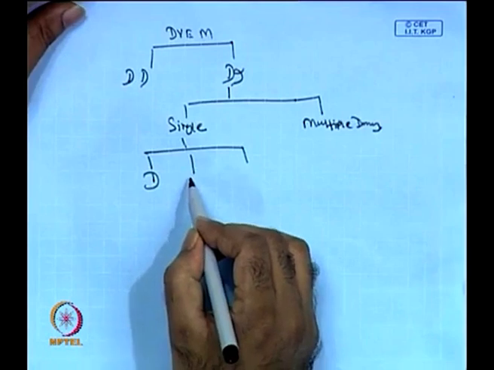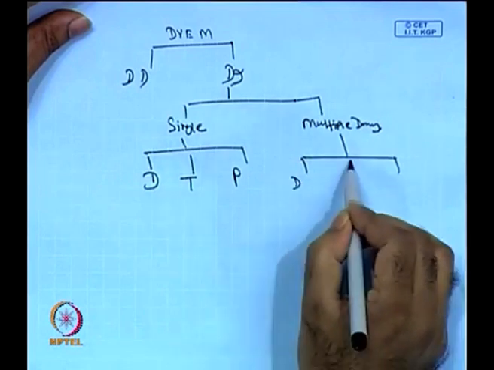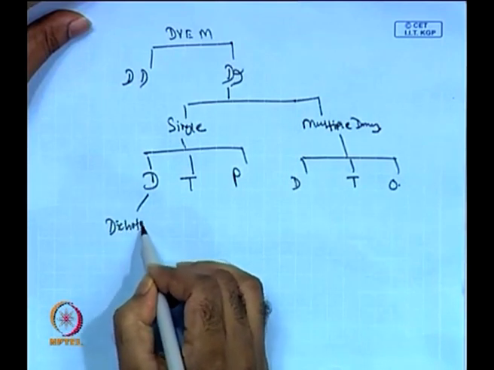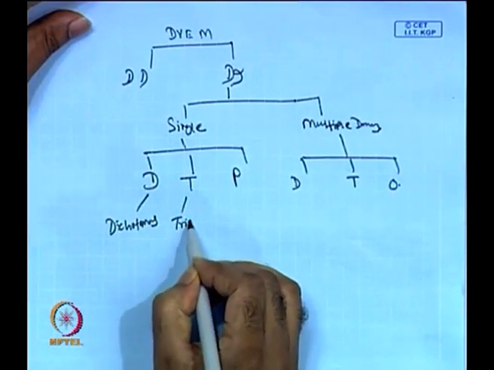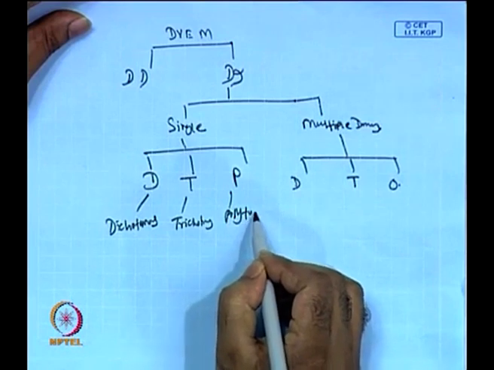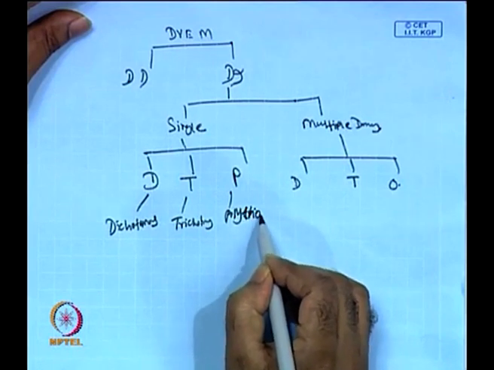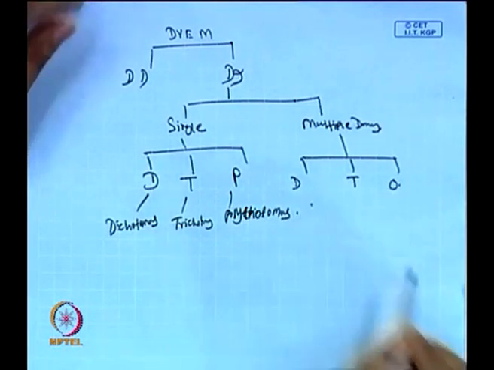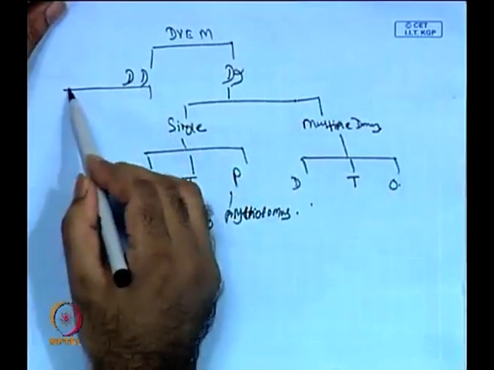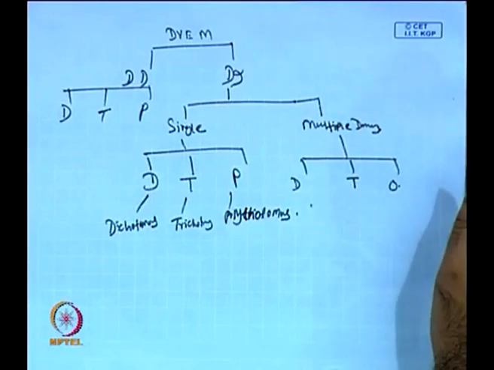A single dummy may be dichotomous, trichotomous or polytomous. This is how dummy variables can be classified, DTP. Here also, the dummy dependent may follow the DTP formula.